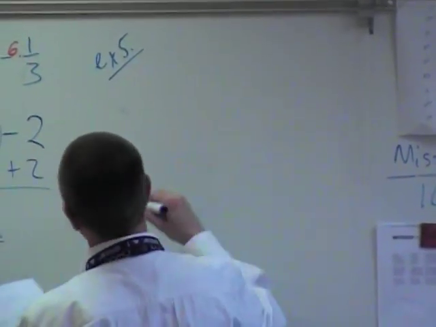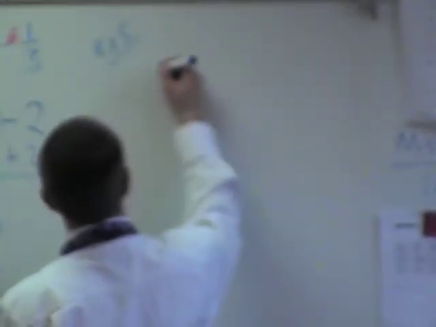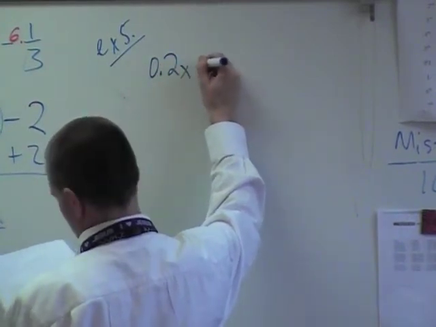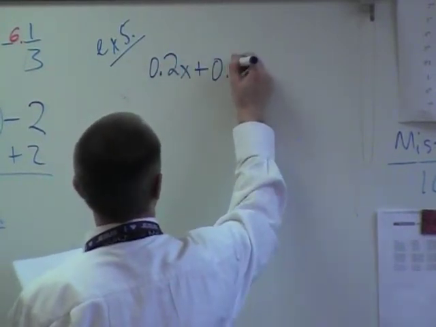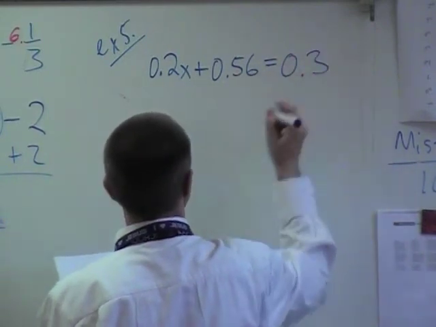All right. Something else. Decimals. 0.2x plus 0.56 equals 0.3.